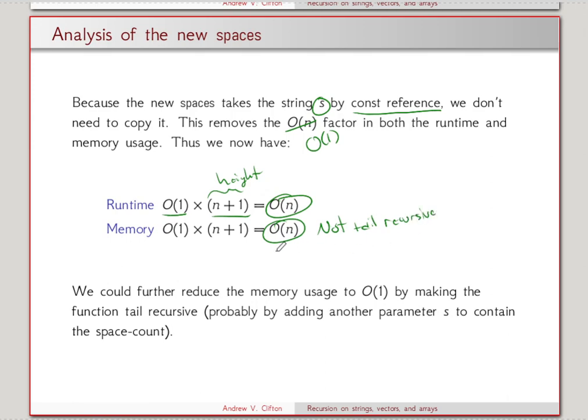If we had made it tail recursive, then the memory usage would also be O of 1. The way we would do that is by adding yet another parameter to contain the space count on the way down. We already have a parameter named s, so I would probably call it something like sp. So just add another parameter and do the additions on the way down instead of on the way up. It wouldn't be too hard.